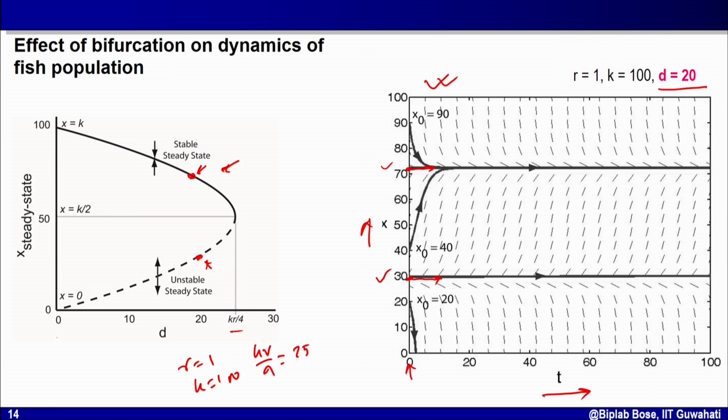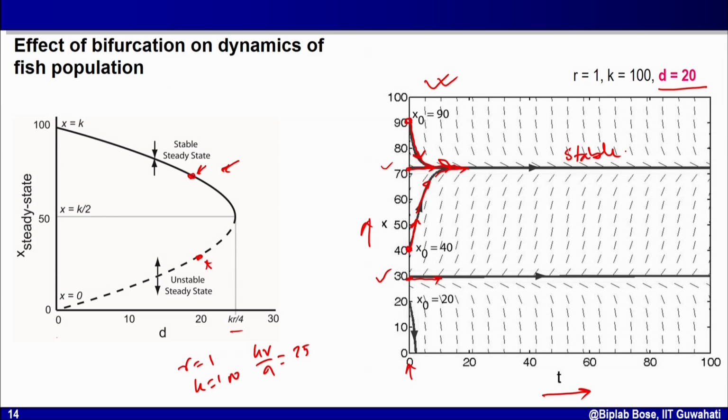But if you start growing your fishes with a value in between these two steady states, say x equal to 40 here, so you are starting your fish tank with 40 fishes, when r equal to 1, k equal to 100 and d equal to 20, that means you take out 20 fish per unit time, then the direction field is telling that I will follow these arrows and will eventually collapse at this steady state, which is near 70. If I start at t equal to 0 with 90 fish, my direction field is telling me I will follow this trajectory and collapse at this steady state. So this is a stable steady state.